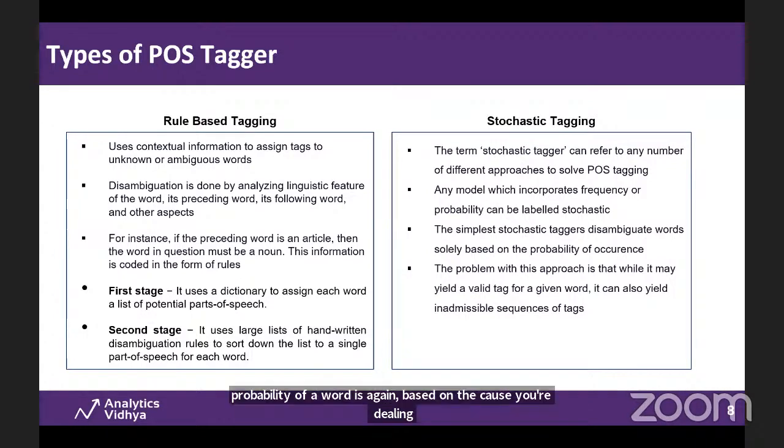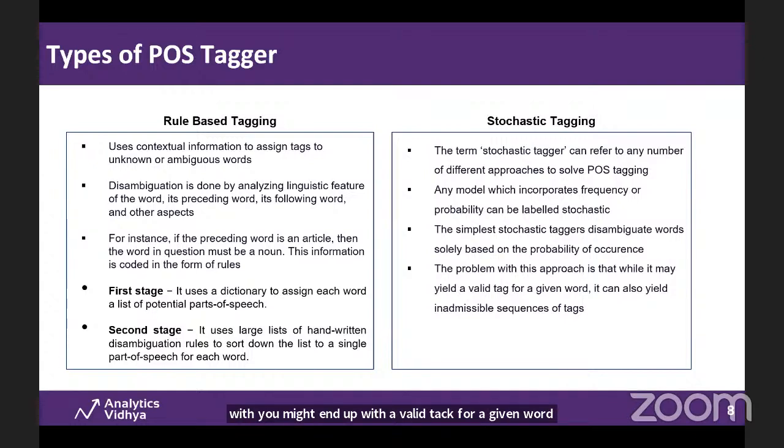You might end up with a valid tag for a given word, but it can also yield wrong tags at times. For example, the word park, based on the context, could be a noun or a verb. If in your corpus it has appeared as a noun, it will always predict it as a noun rather than as a verb. So these are certain challenges in terms of these two approaches.